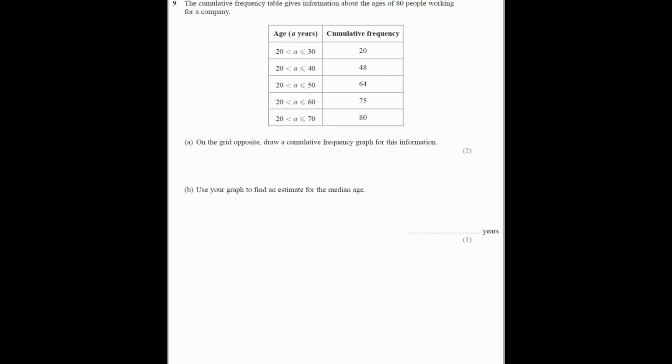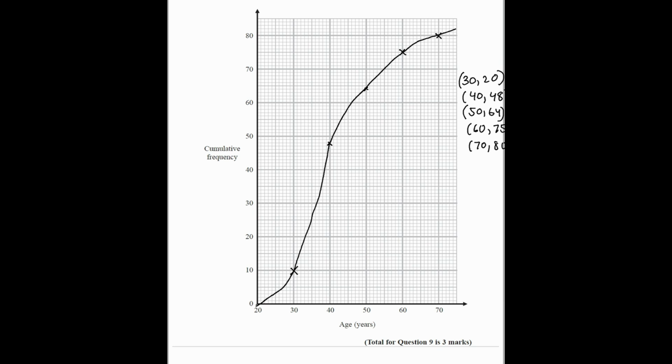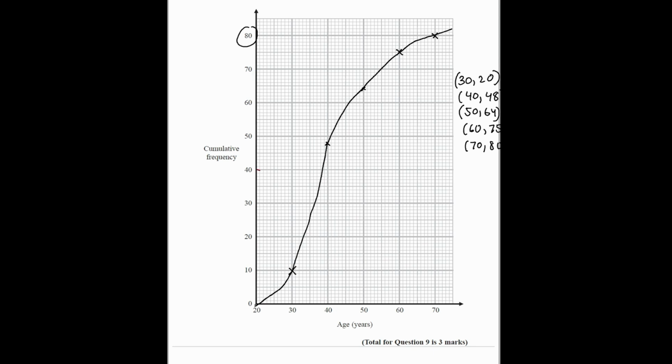In part B it says to use your graph to find an estimate for the median age. To do it, we have to find half of the total frequency. The total frequency is 80, and half of it would be 40. So 40 for 80 people. Draw a horizontal line from 40 on the y-axis to the curve.